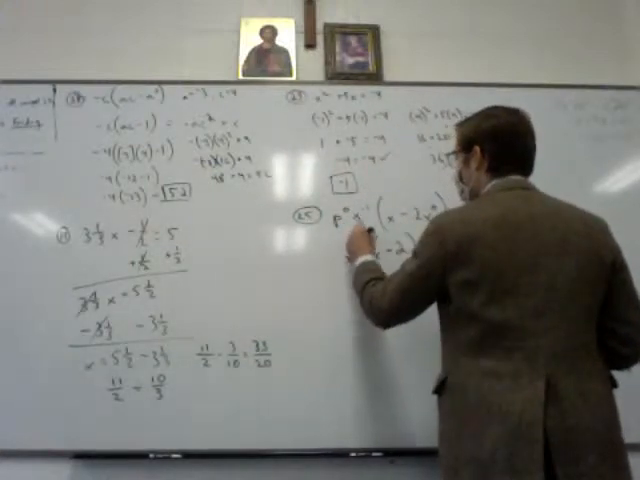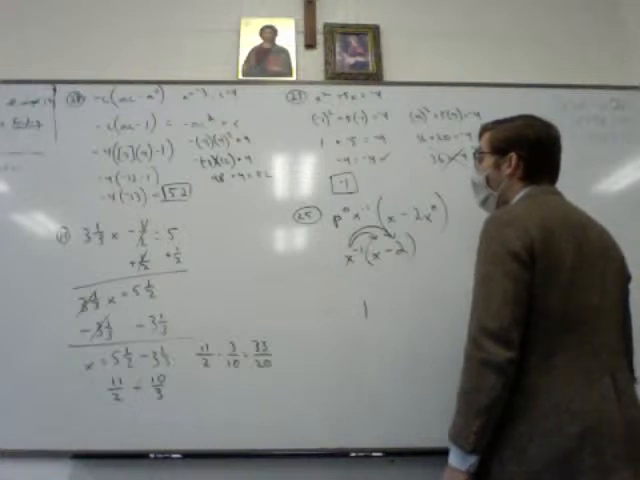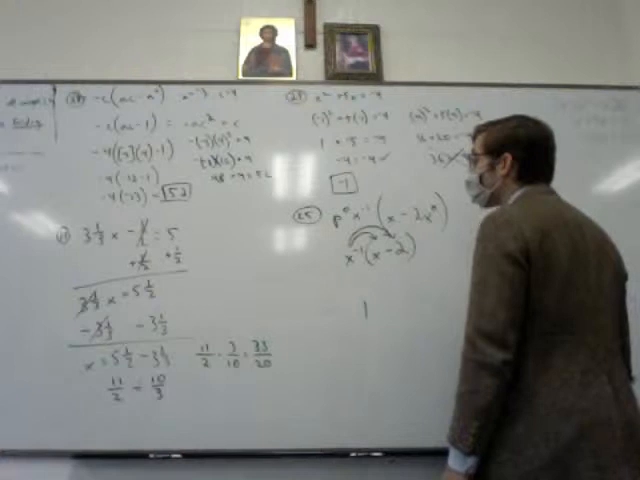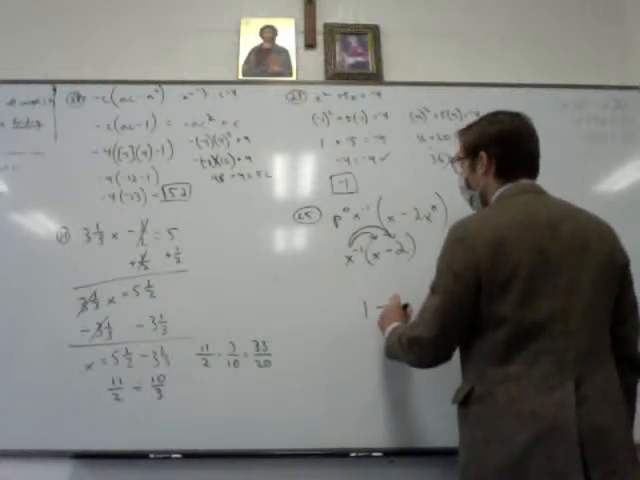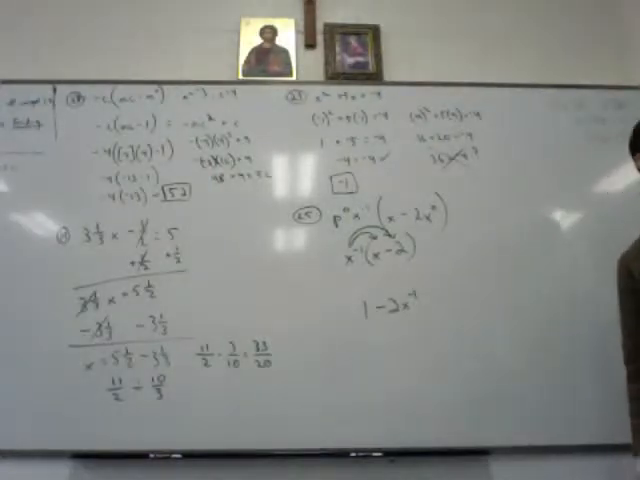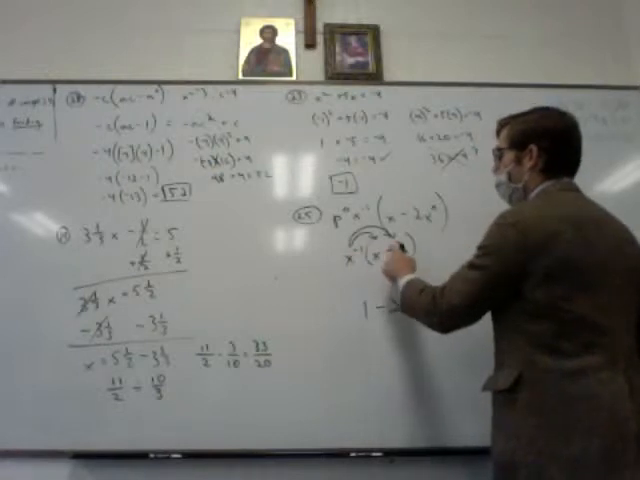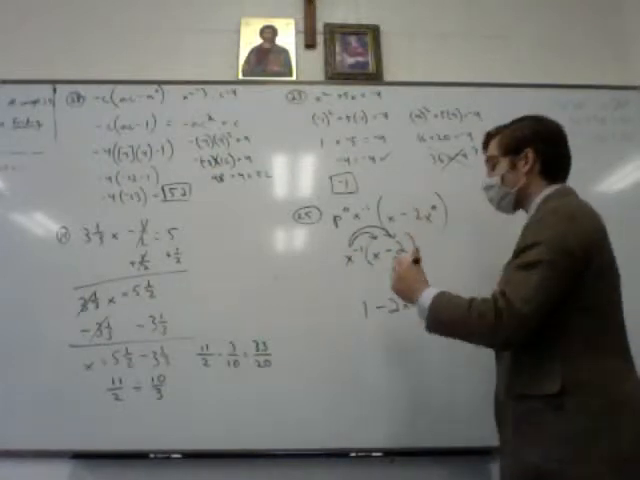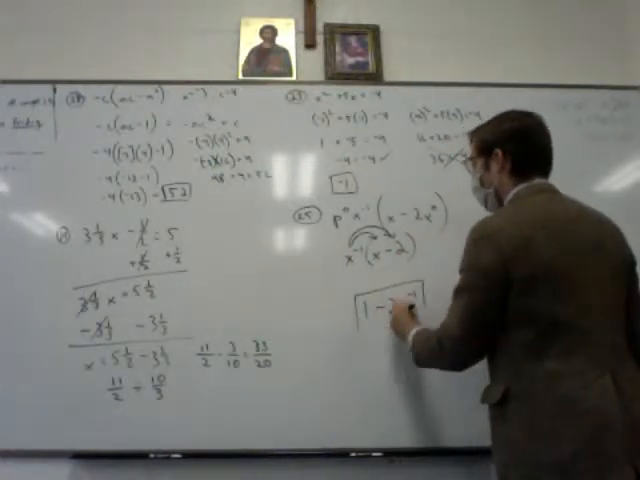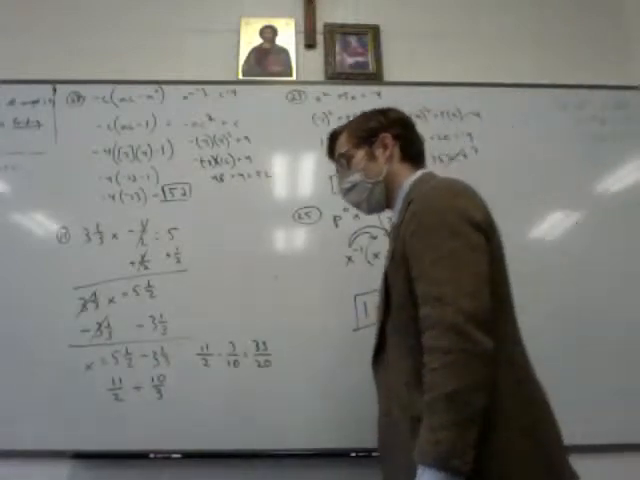What about x to the negative 1 times negative 2? Negative 2x to the negative 1. Yes. This negative is a different kind of thing from this negative. The negatives in the exponent mean something different. There you go. 1 minus 2x to the negative 1.